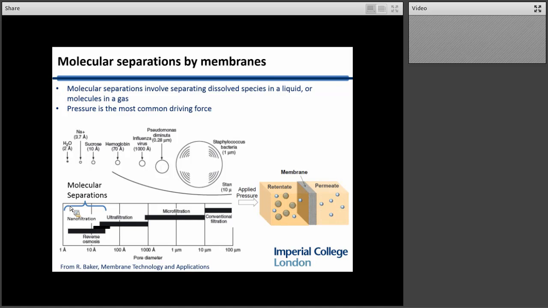The most common driving force for these operations is pressure. So what we'll typically do is have a membrane and apply a pressure across that membrane. Depending on the pore size in that membrane, some molecules will be able to permeate through it and some molecules won't, and so we'll achieve separation of those molecules.